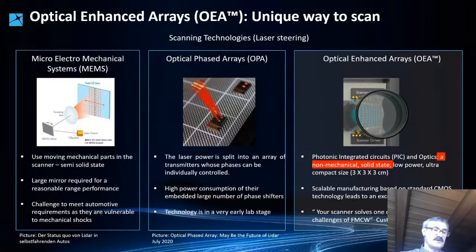The mechanical scanners are usually bulky and, due to the presence of moving parts, are not reliable and also expensive. Phased arrays are fully solid-state scanners. However, phase arrays with high resolution require too much power, which is not affordable for civil applications. The OEA, which stands for Optical Enhanced Array, is somehow a mixture of the phase array and mechanical scanner.